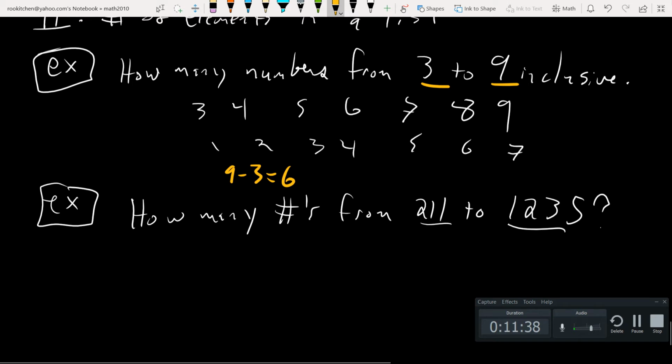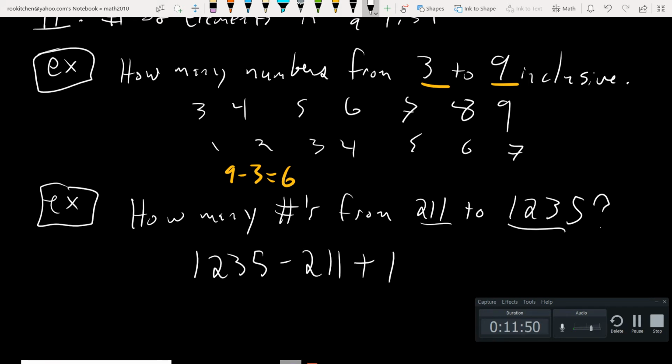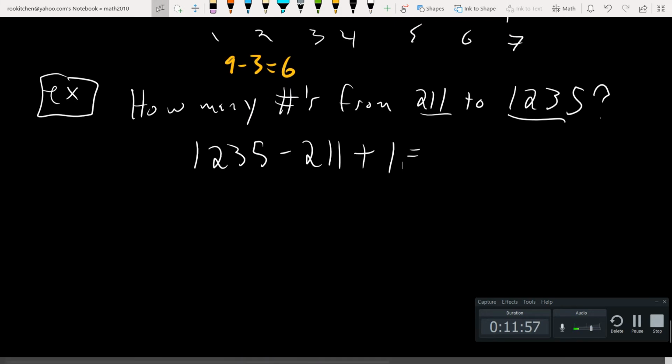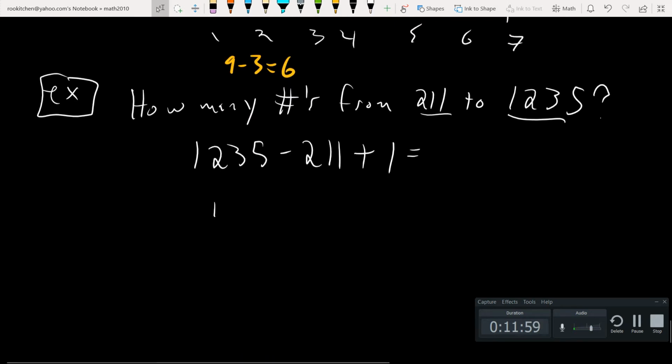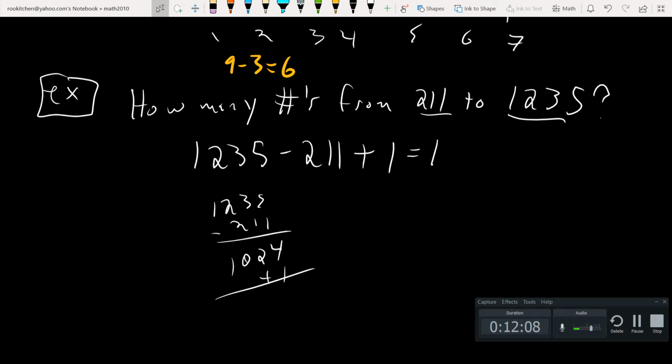What you're actually going to have to do is take the big number minus the small number and then add 1. So you're going to go 1,235 minus 211 and then add in 1. That'll give you the number of numbers from 211 to 1,235 inclusive, including the endpoints. So 1,235 minus 211 is 1,024, and then plus 1 will be 1,025 numbers.